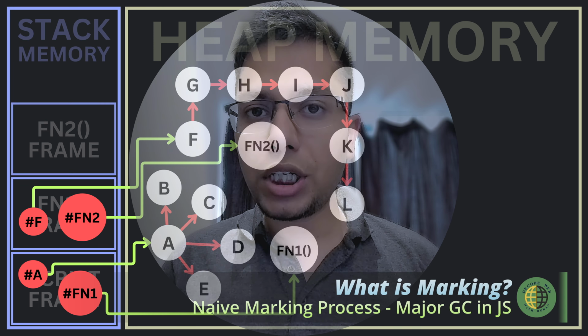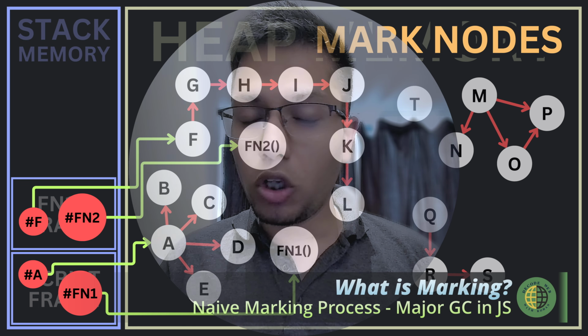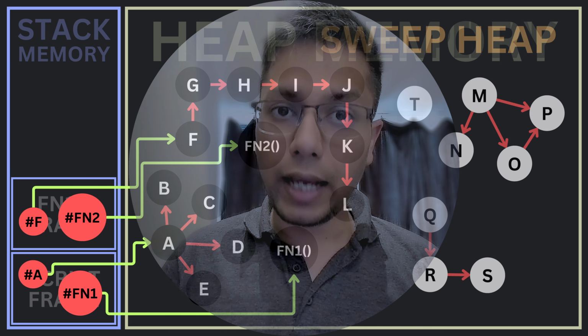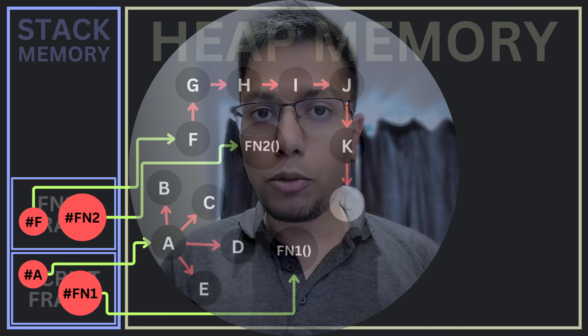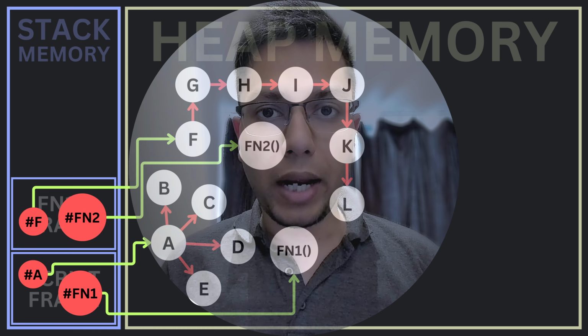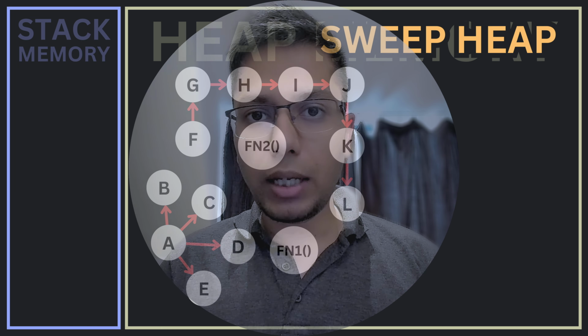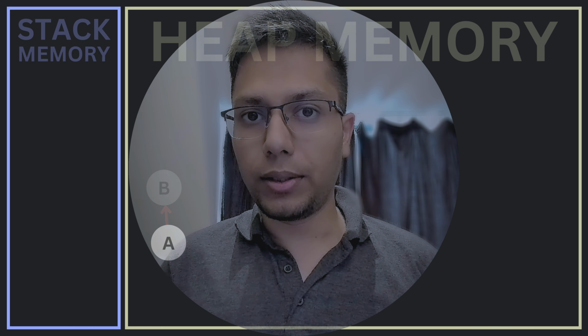Let's talk about major garbage collection. This is responsible for garbage collection of the entire heap. It utilizes a process known as mark, sweep and compact. We will discuss each of them individually and then put it all together.